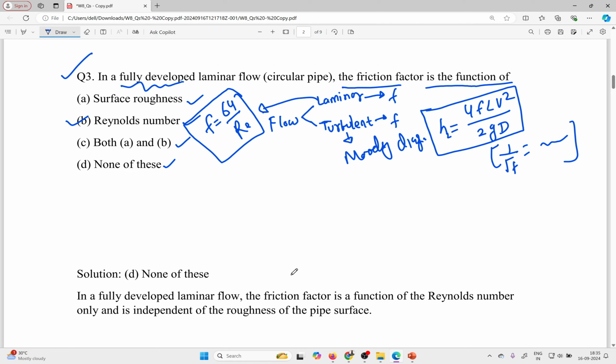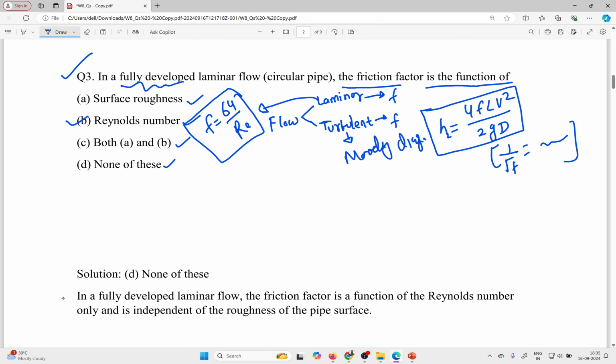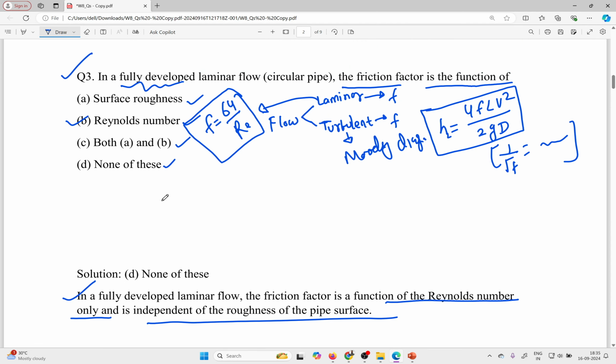Here the option is wrong. So remember please, but the explanation is very clear. The friction factor is a function of Reynolds number only, independent of the roughness of the pipe surface. So remember please, here option C will be correct, not D. Reynolds number.